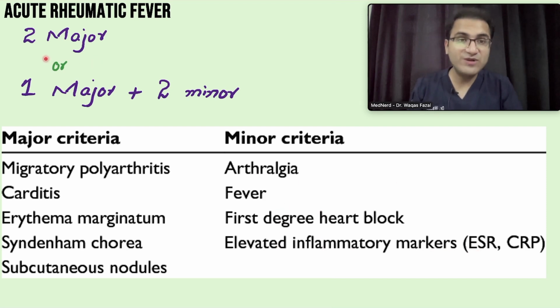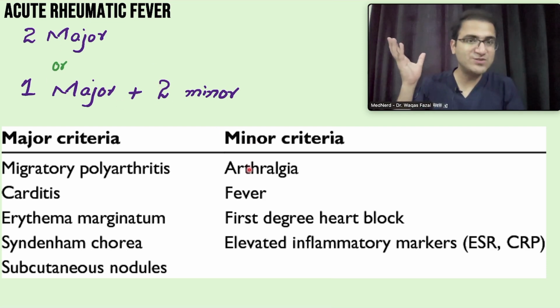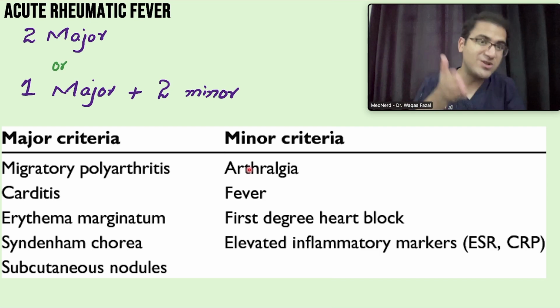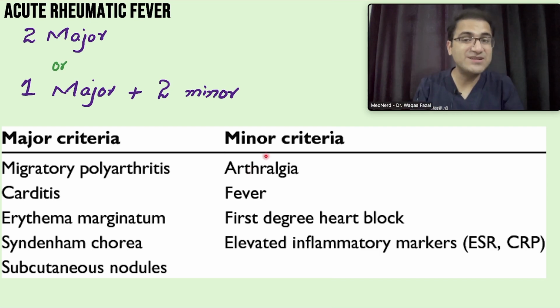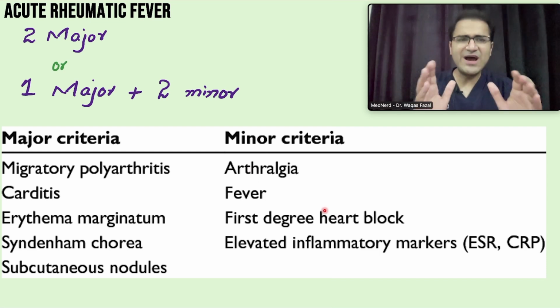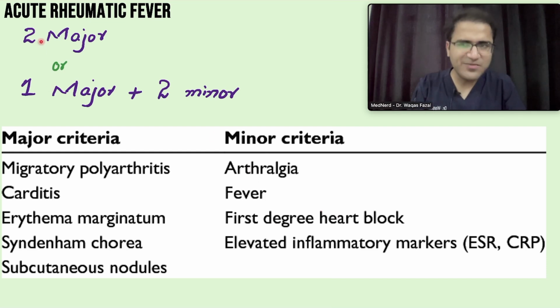Now, if a patient fulfills two of the major criteria, that patient will be diagnosed as a case of acute rheumatic fever. Or if the patient fulfills one of the major criteria and two of the minor criteria, that patient will also be diagnosed as acute rheumatic fever. And if a patient was already diagnosed with acute rheumatic fever in the past and has developed a recurrent episode, in that case even three minor criteria are enough to diagnose acute rheumatic fever. But for now, you must remember at least two major or one major with two minor criteria should be there to diagnose acute rheumatic fever.